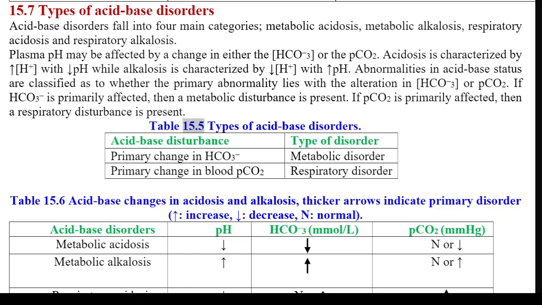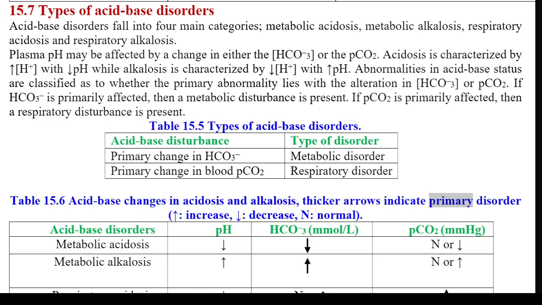Table 15.5 Types of acid-base disorders. Acid-base disturbance, type of disorder. Primary change in HCO3, metabolic disorder. Primary change in blood PCO2, respiratory disorder. Table 15.6 Acid-base changes in acidosis and alkalosis.